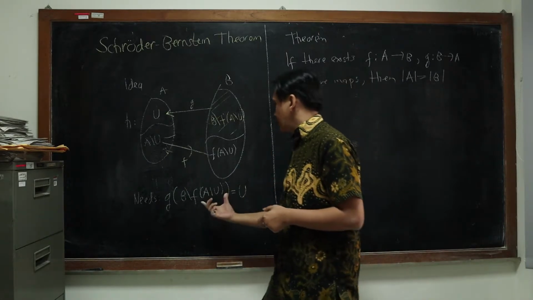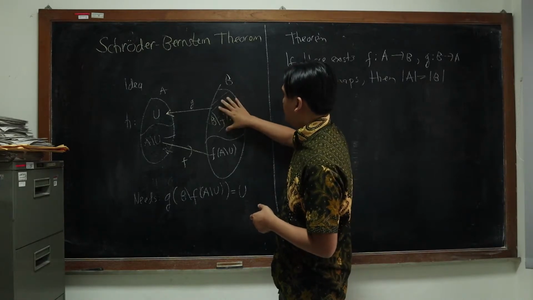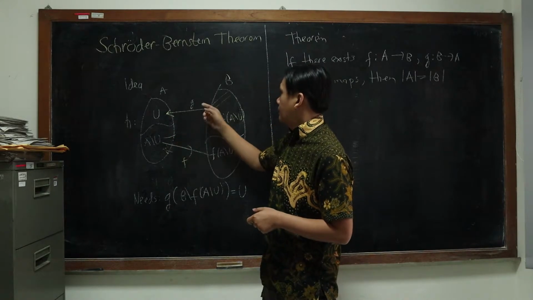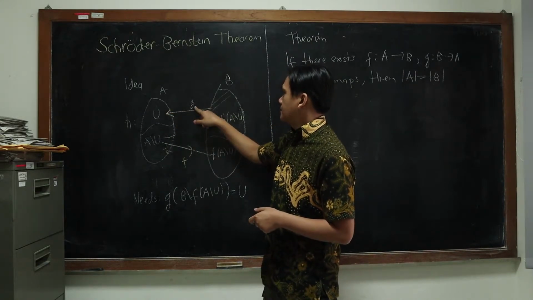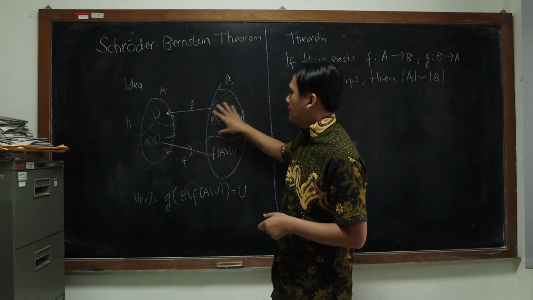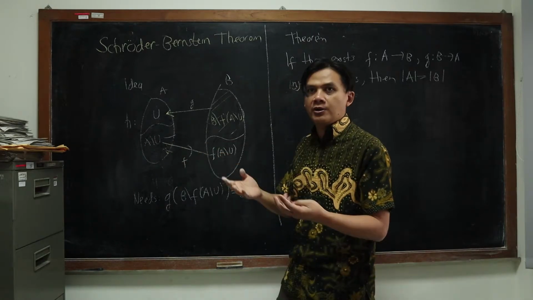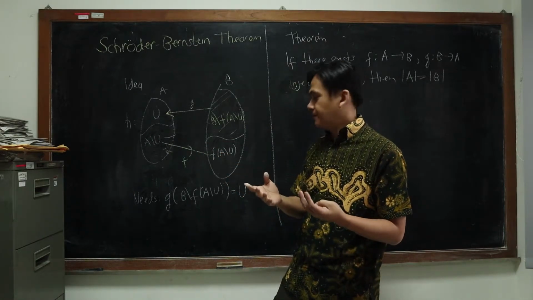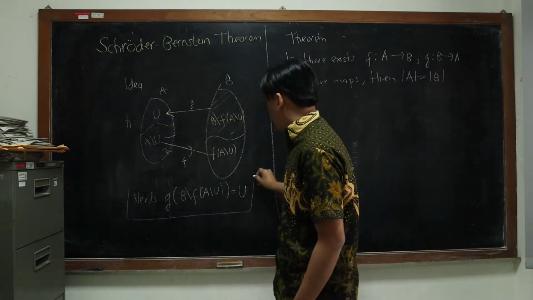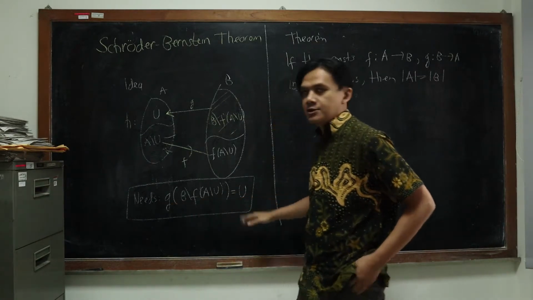Okay, so once we have this, then we can bijectively map each element in here to U, or we can reverse by using the G inverse. We can map every element of U to here and every element of A minus U to here. Hence we have a bijection. So then the problem is reduced to finding the set U such that this statement is true.